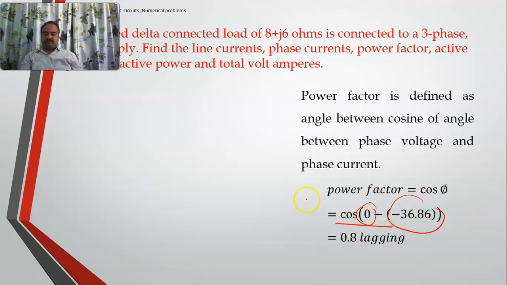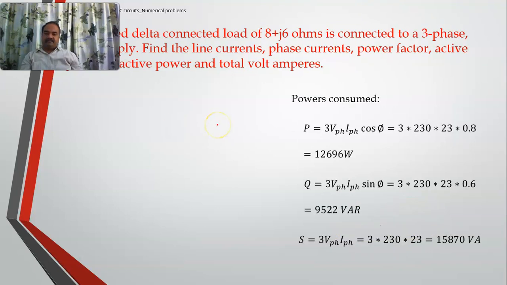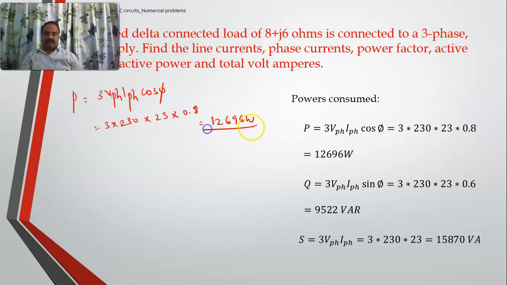So I will be getting cos, this is for phase voltage, this is for phase current. You can see in the previous slides, cos of 0 minus of minus 36.86, you will get 0.8. Since current is lagging, I will take lagging. Similarly, power consumed. Now here comes a difference, if you carefully see. It was 230 magnitude and it was 23, and power factor is 0.8. You can see 12,696 watts. See a huge difference when compared to the previous case. The power has increased a lot. Similarly, the Q is 9522, the S is 15870.